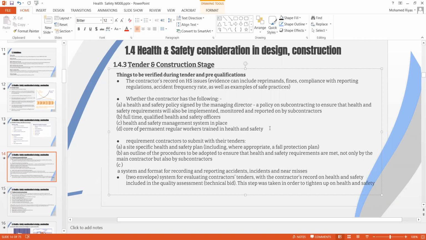And one of them is definitely QAQC and health and safety. Out of 10 or 15 documents, these two will be there. So in that, you can find all the information we have discussed to assess whether the contractor is competent in terms of health and safety.